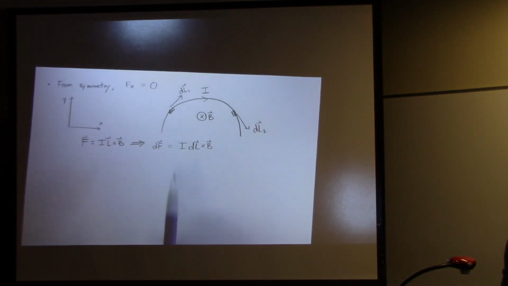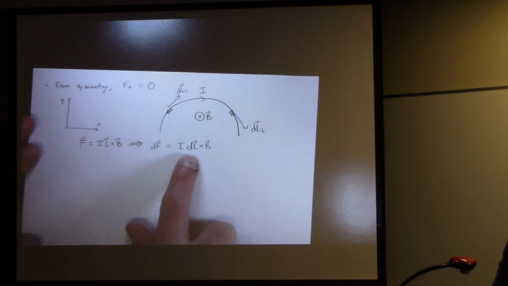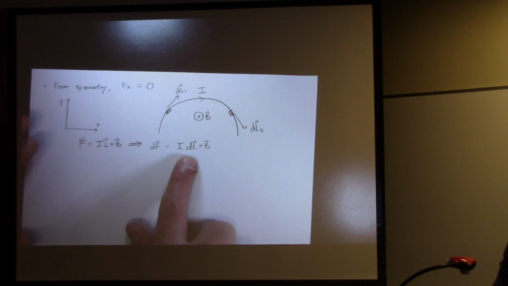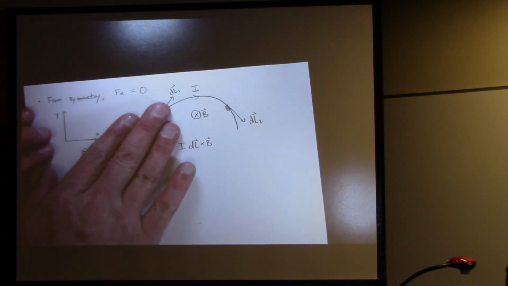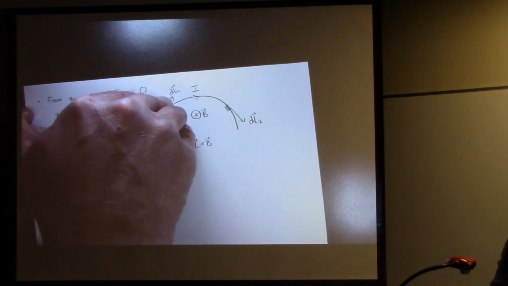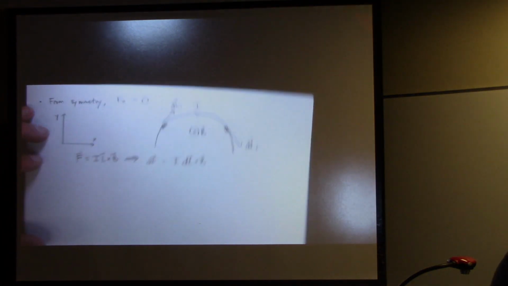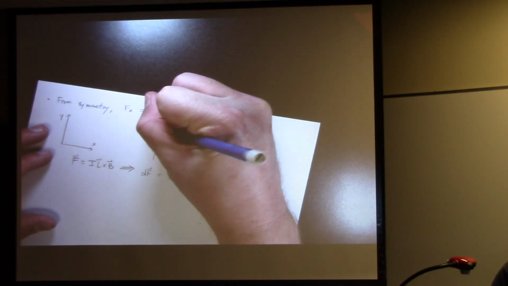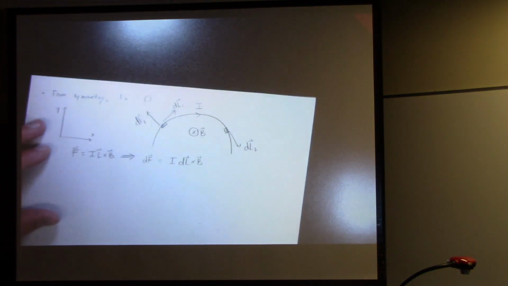And the way we're going to figure it out is using the right-hand rule. Because this says I need to take a cross product of dl and B. Well, with this one, that means I'm going to point my fingers in the direction of dl, and I'm going to curl them in the direction of B, which gives me this situation. Okay? The force is pointing out, away from the center of the circle like this.